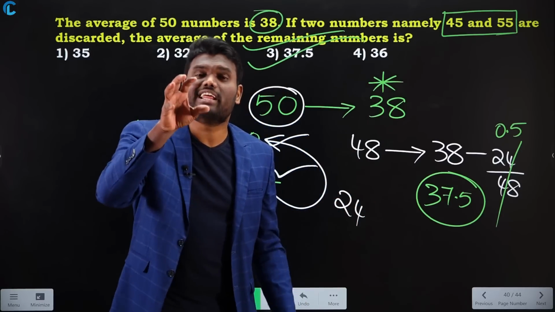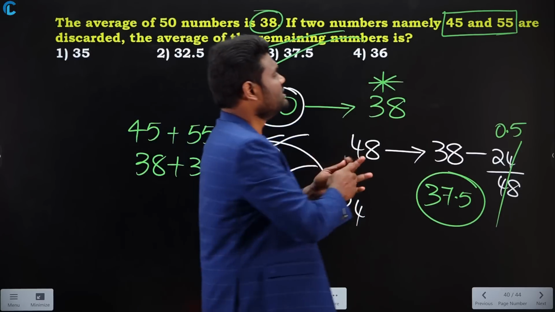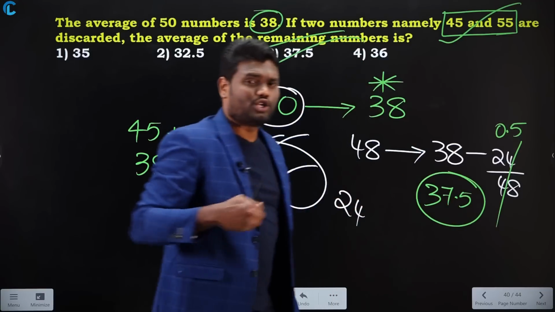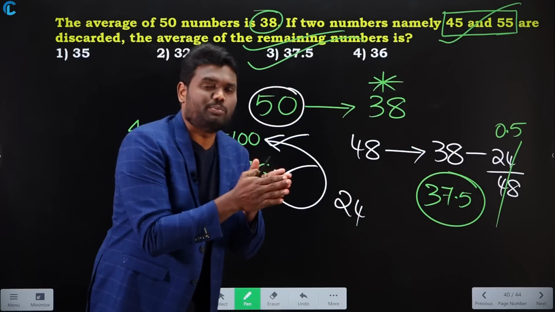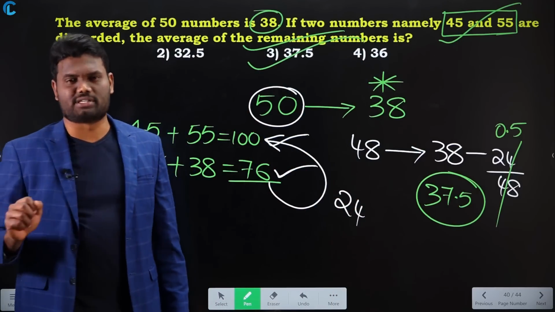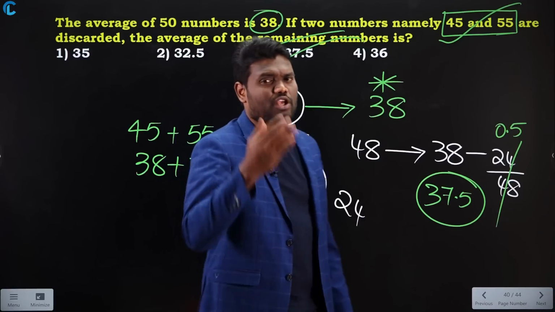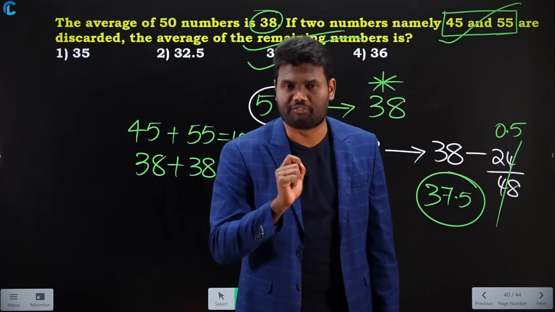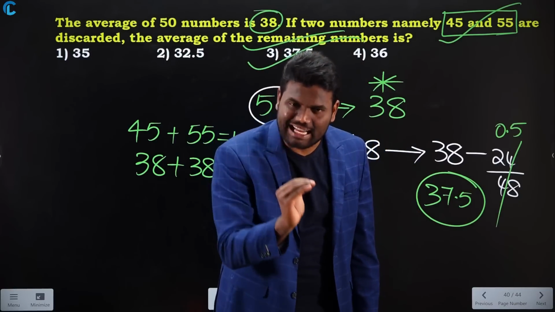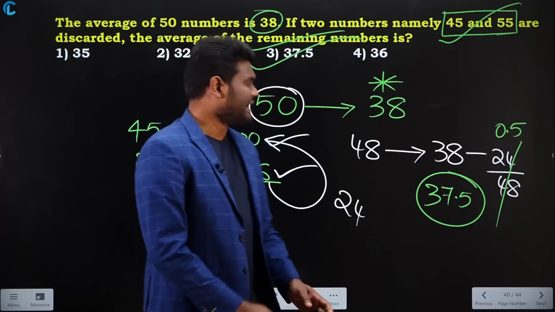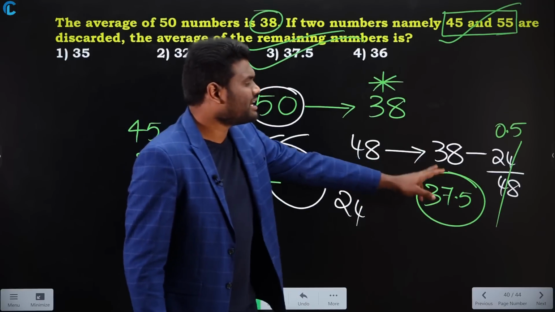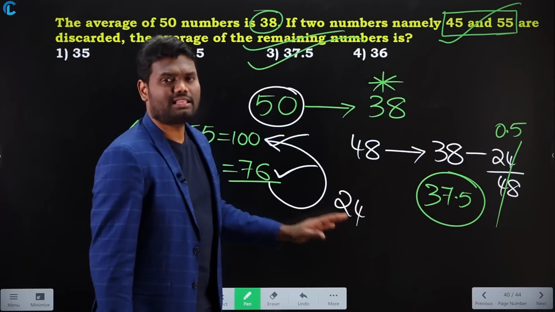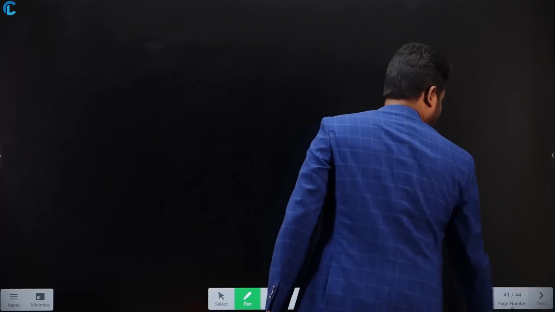As this 24 more has gone out, this 24 has to be distributed for all the remaining numbers. Why? Because we are getting 24 less. The reason is these 2 numbers are taking 24 extra. So when we distribute the 24 to all the remaining 48 numbers, it is 24 by 48, which is 0.5. So the average is getting decreased by 0.5. So we can say that the new average is going to be 38 minus 0.5, 37.5. Okay. Let us look at the next one.